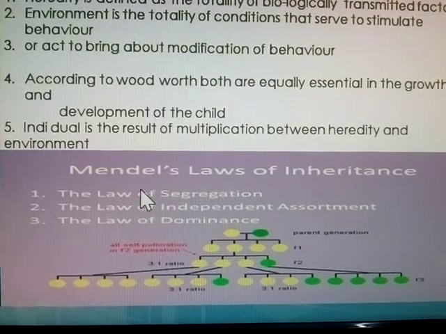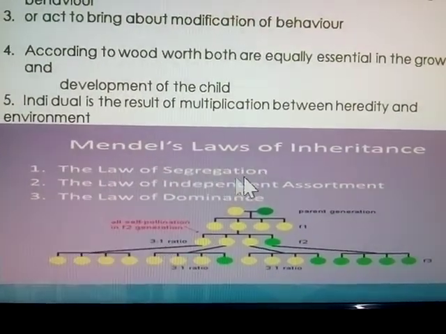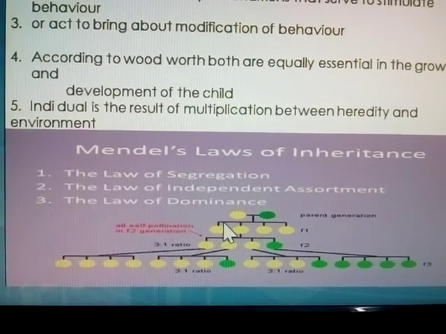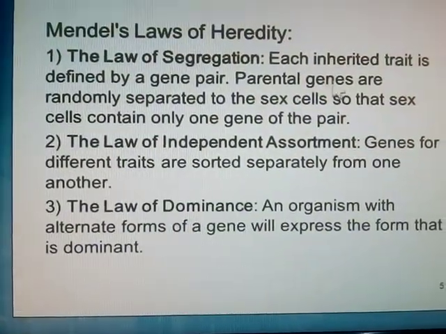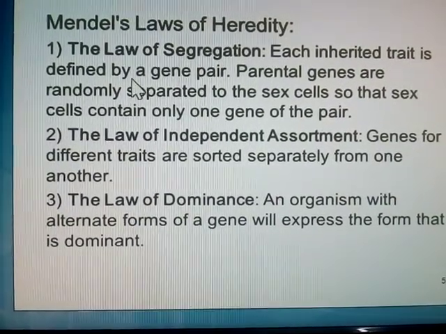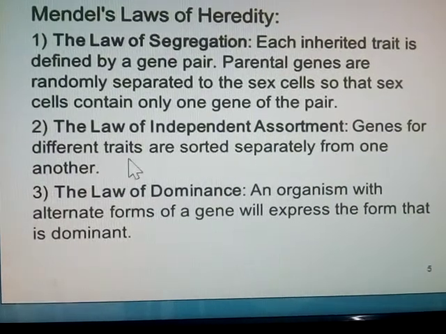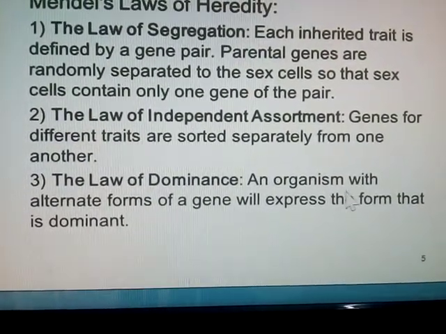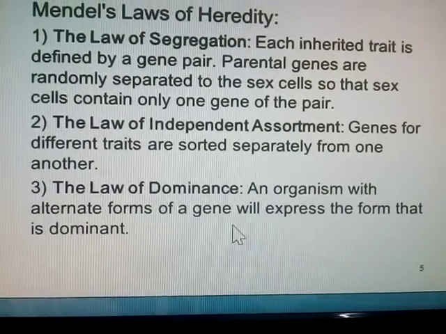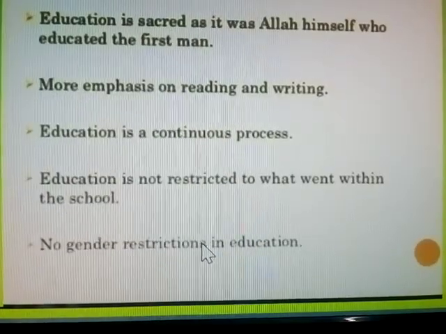Next topic, Mendel's laws of inheritance. There are 3 types: segregation, independent assortment, and dominance. Segregation: inheritance tries to separate the gene pair. Independent assortment: genes of different strains sort separately. Dominance: an organism with alternate forms of a gene expresses the one that dominates.